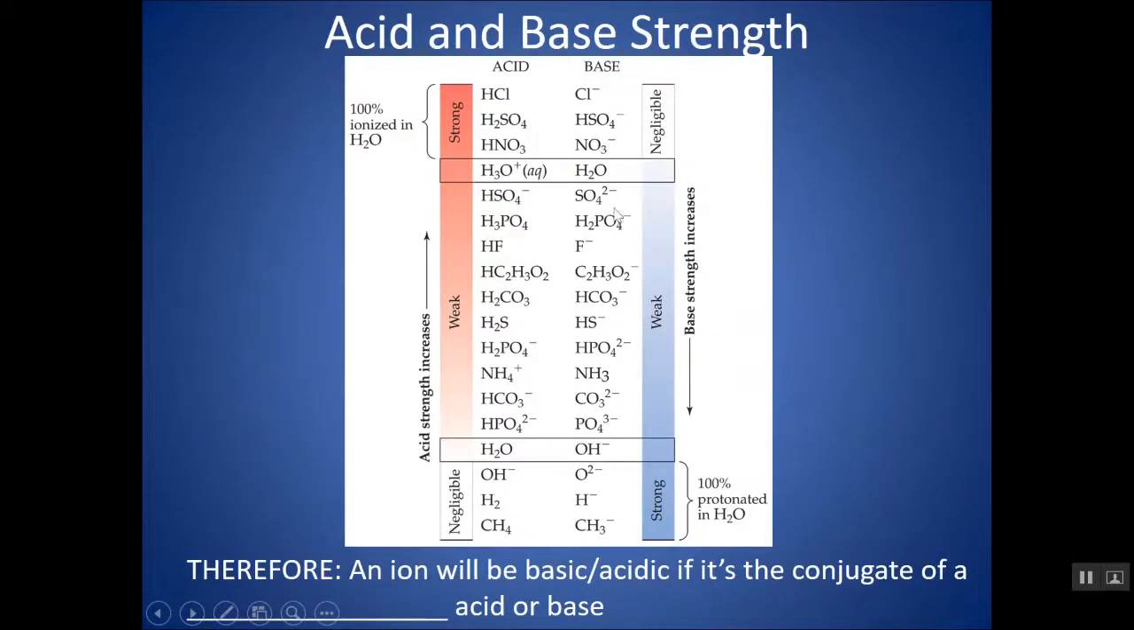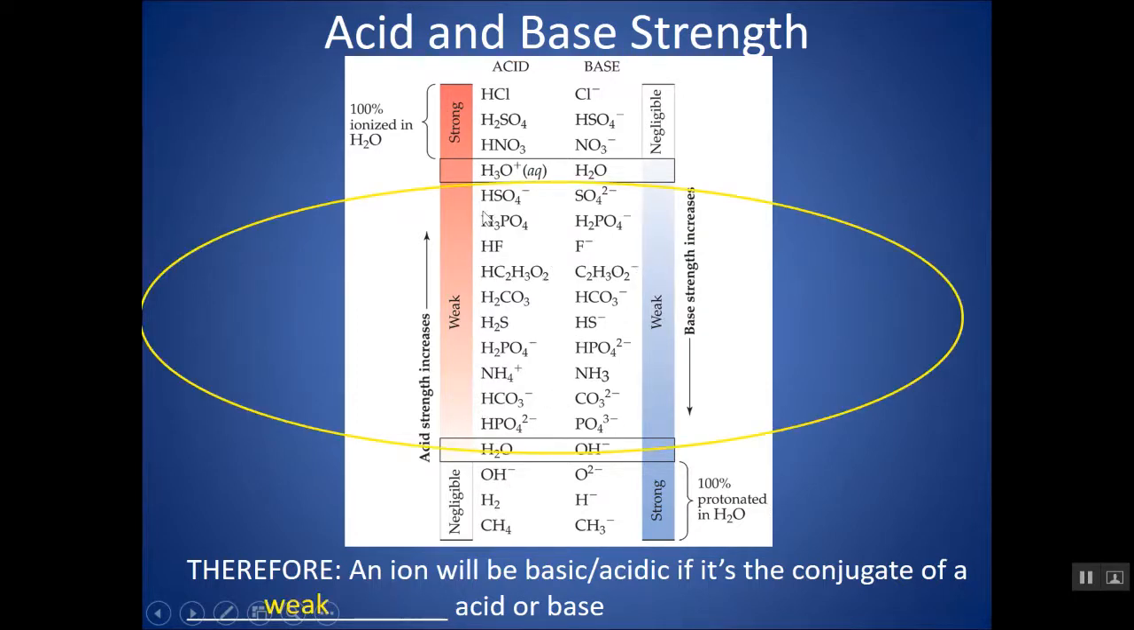If I show you this chart, all my strong acids are at the top, HCl, H2SO4, those are my strong acids. Their conjugate bases are of negligible strength. And same thing on the bottom. Here are some strong bases. Their conjugate acids, again, are of negligible strength. But I have this sweet spot in here where if I have a weak acid, its conjugate base will also be of weak strength. And that is when the ion will be acidic or basic. An ion will be acidic or basic only if it's the conjugate of a weak acid or base.